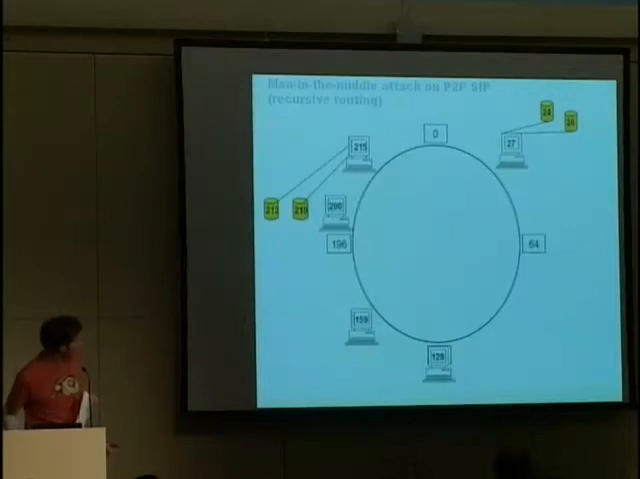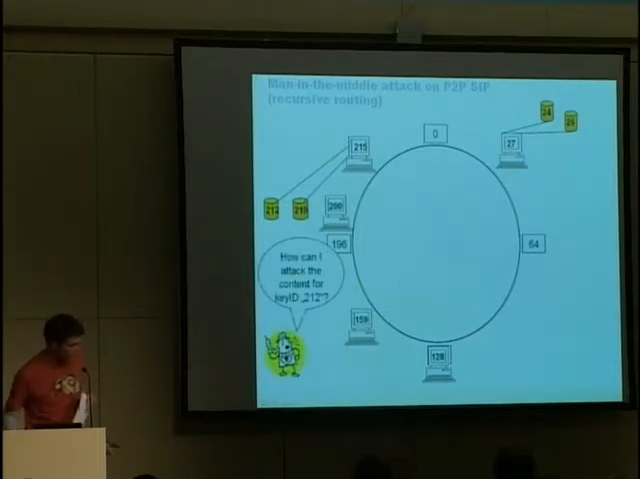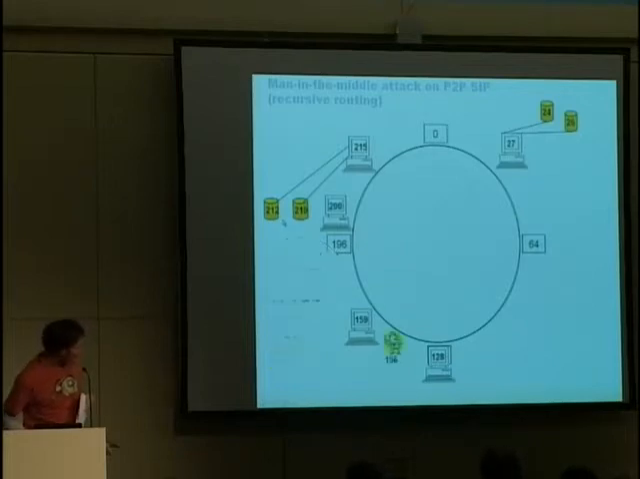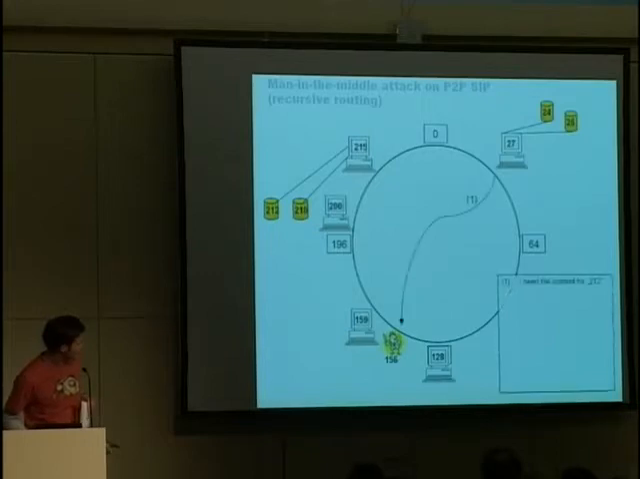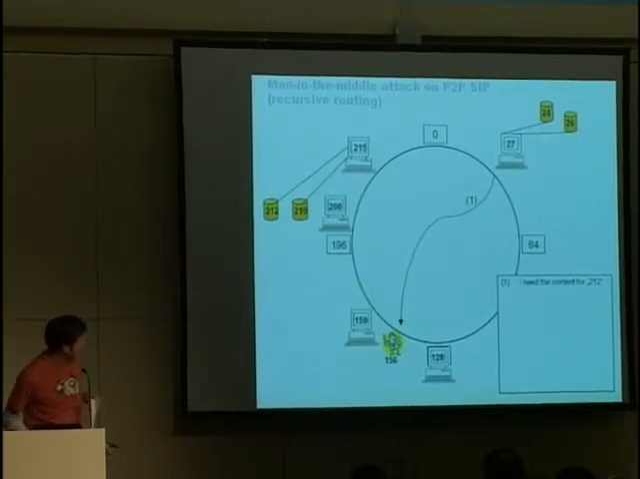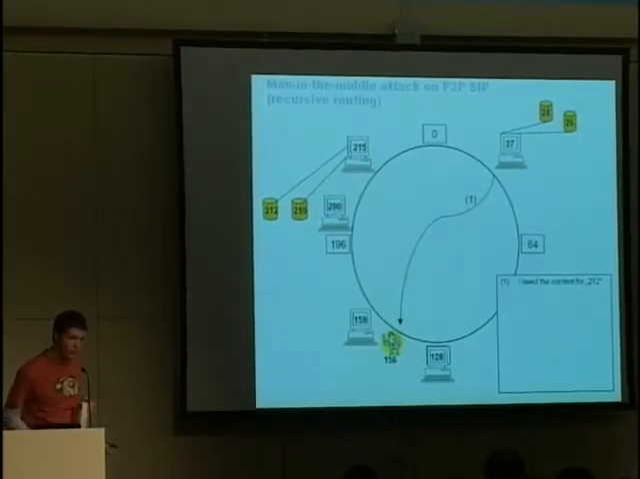Example again. We have a distributed hash table here with a couple of nodes that store some content, and we have an attacker that says, well, I know the person whose content is stored at 212, I want to attack that content. So what the attacker does is it joins the network arbitrarily, so it hashes its IP address, and if he's lucky, or sooner or later, he will get a message of somebody who wants to call that person and says, well, I need the content for 212.